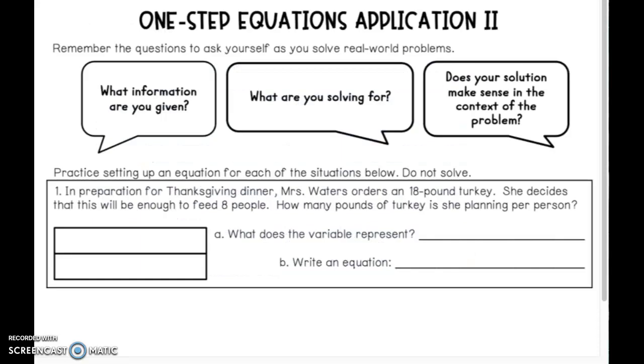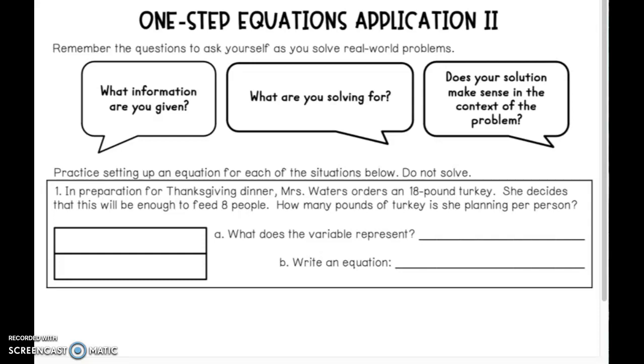Here we go. Just like one-step with addition and subtraction, you still have to think about these three questions. What information is the question giving you? What is it that we're solving for? And does the solution actually make sense? So we're going to practice setting up some equations. Remember, this one is multiplication and division, so don't be thinking about addition or subtraction this time. That was the last one we did.